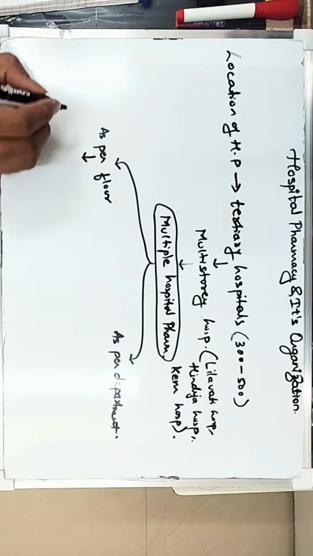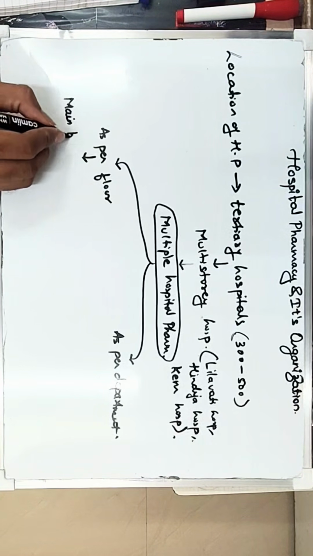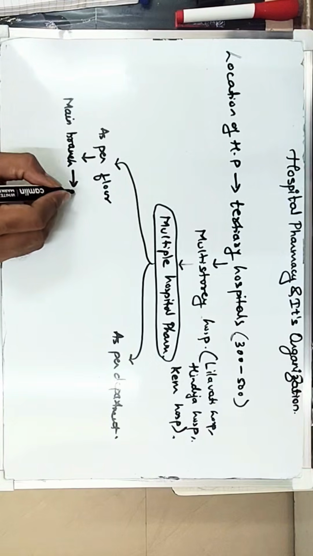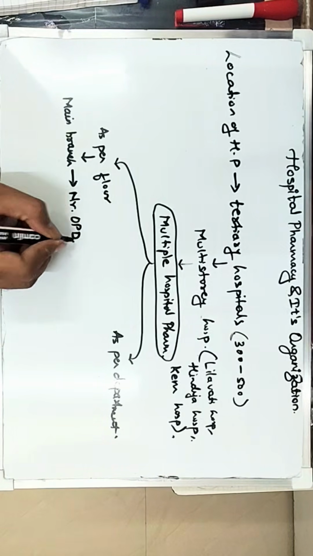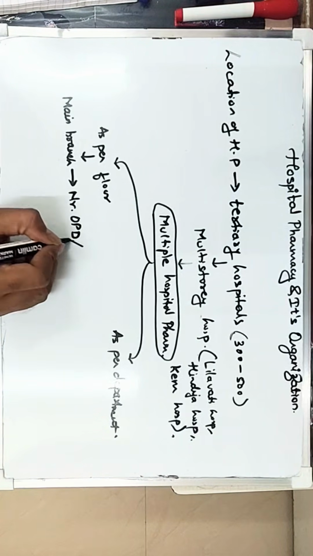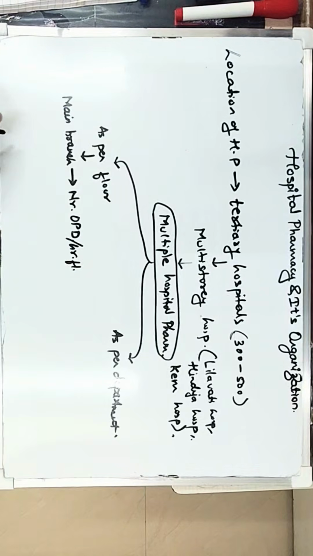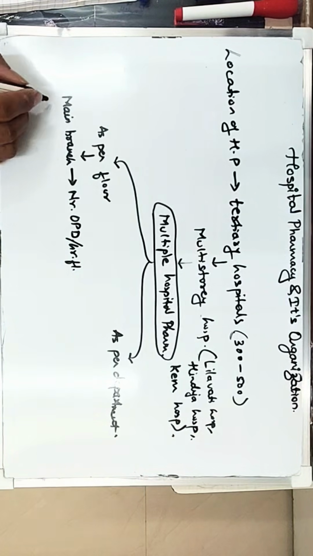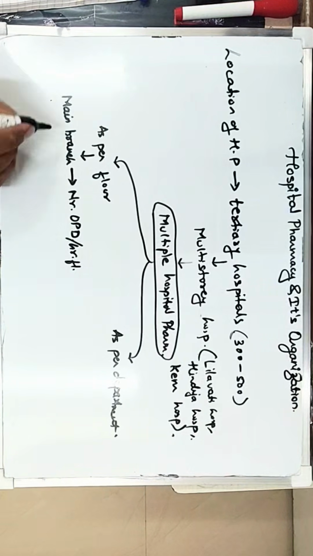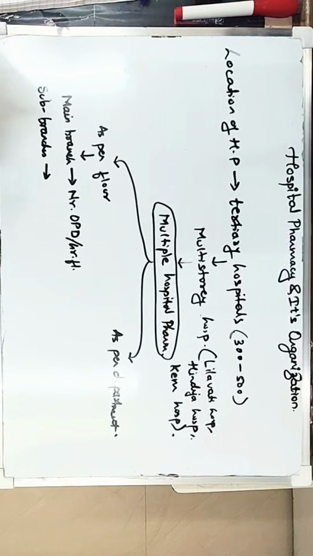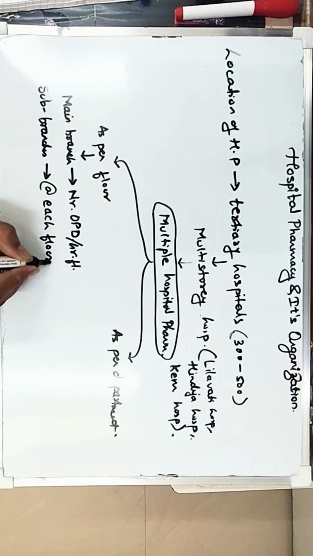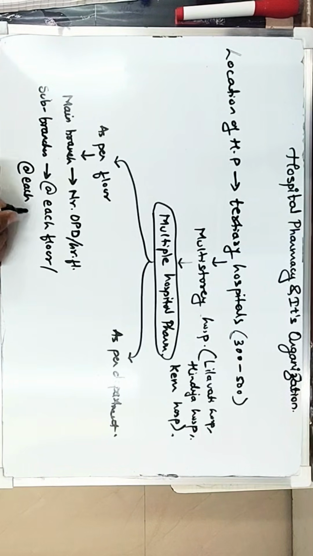एज पर फ्लोर अगर हम जाएंगे तो इसका एक बनेगा मेन ब्रांच. द मेन ब्रांच विल बी नियर टू ओपीडी. लाइक आई सेड, हमने अभी भी पढ़ा, that is most preferably ground floor. Okay, but if it is near to OPD and ground floors, then the hospital pharmacy should have sub branches, and these sub branches can be located at each floor or at each alternate floor. Okay, तो हमें क्या करना है?